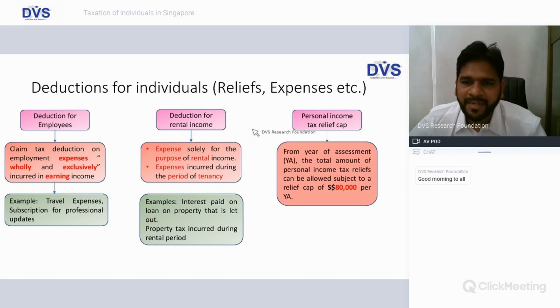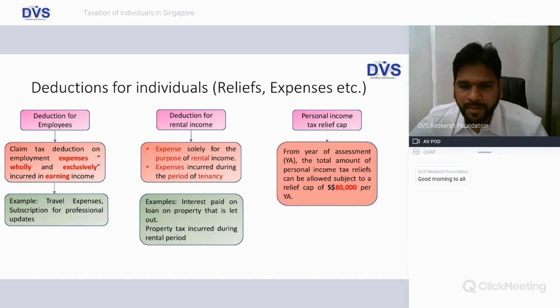So having said that, there are multiple personal income tax reliefs which are available. However, whatever tax relief an SSE can claim, the maximum you can claim for a particular assessment year is Singapore dollars 80,000 as the maximum cap, which is being kept by the government.